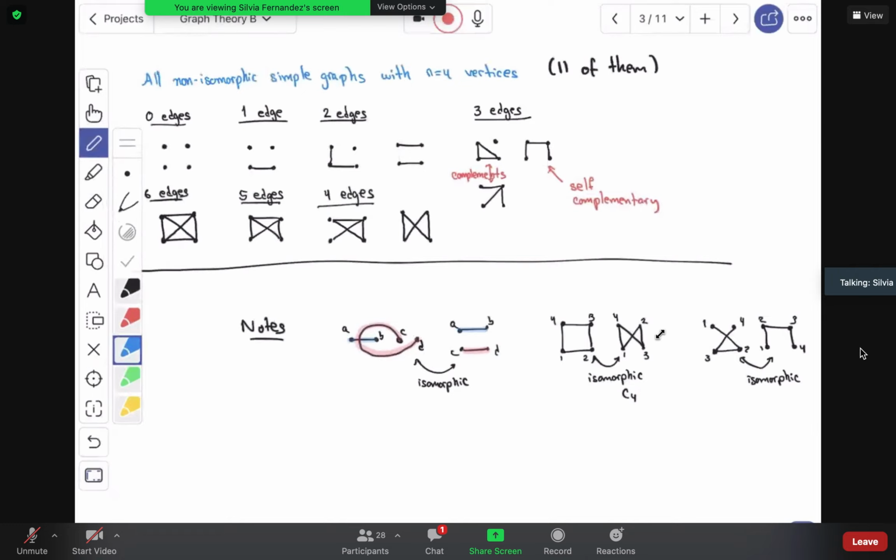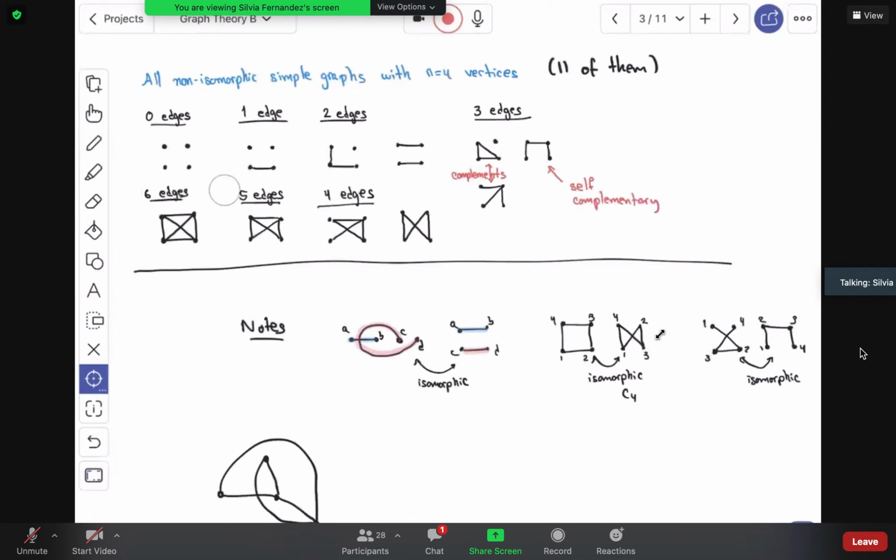So just come up with your favorite drawing of a graph with 4 vertices. It doesn't matter where the vertices are, 1, 2, 3, 4, and just draw any graph you want with those 4 vertices. Maybe I want to draw, I don't know, this one. Your favorite graph. Well, you should be able to find one here that's isomorphic to that one.